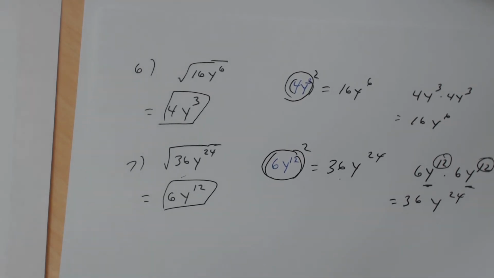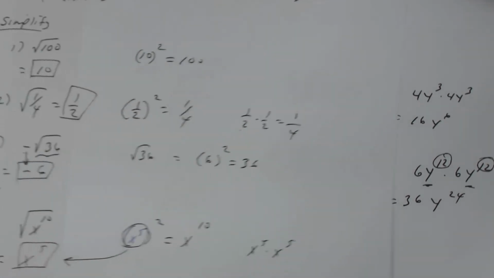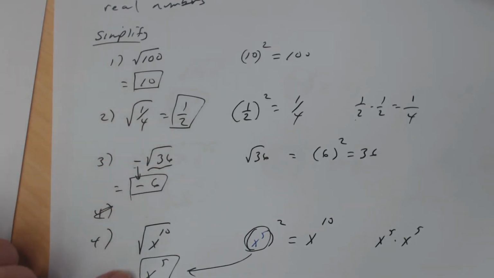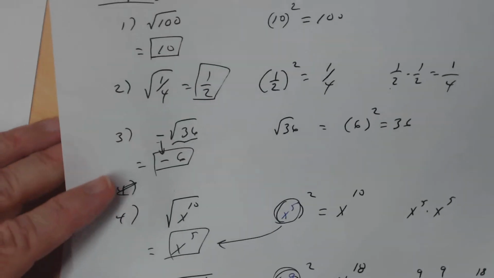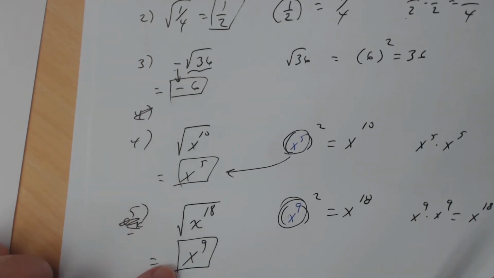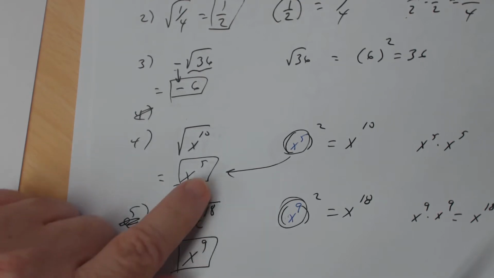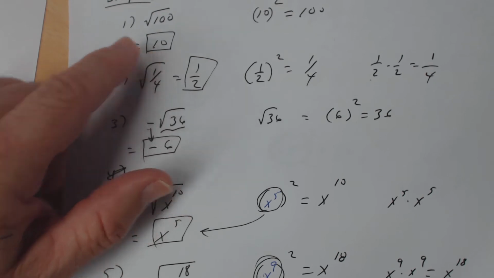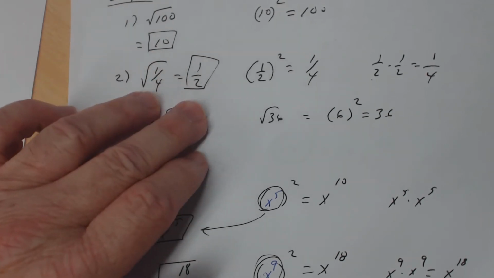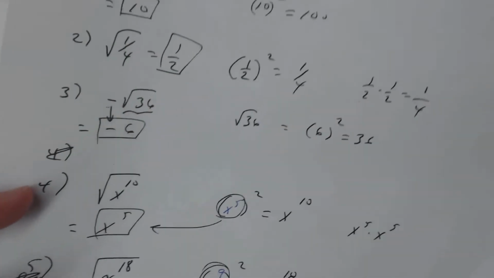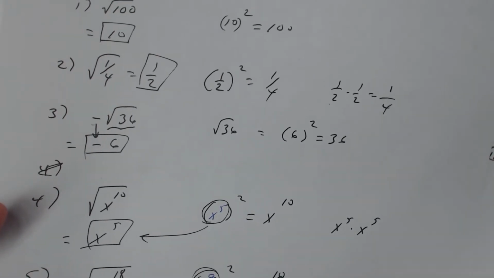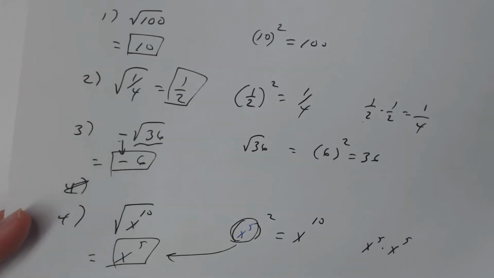Okay, just be aware, in all the problems we've done, my answer did not contain a radical. Did not contain the radical symbol. See? X to the 9th. I didn't say the square root of x to the 9th. It is x to the 9th. It is x to the 5th. It is a negative 6. It is a 1/2. It is a 10. Not the square root of 10, not the square root of 1/2, and so on. Okay? Now, in another section, you're going to have a radical in your answer, but that's not what this is.